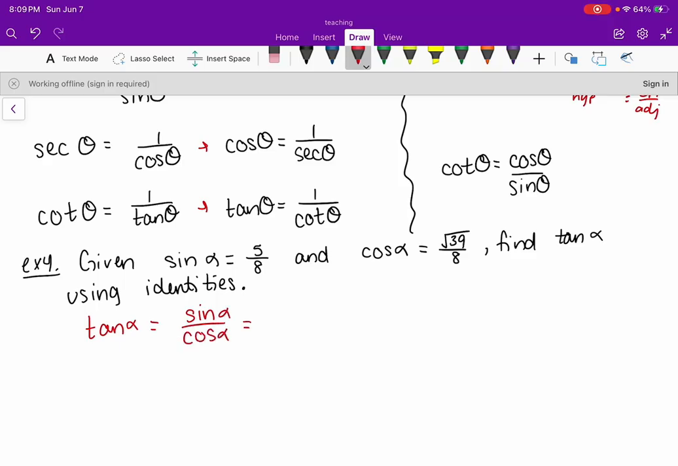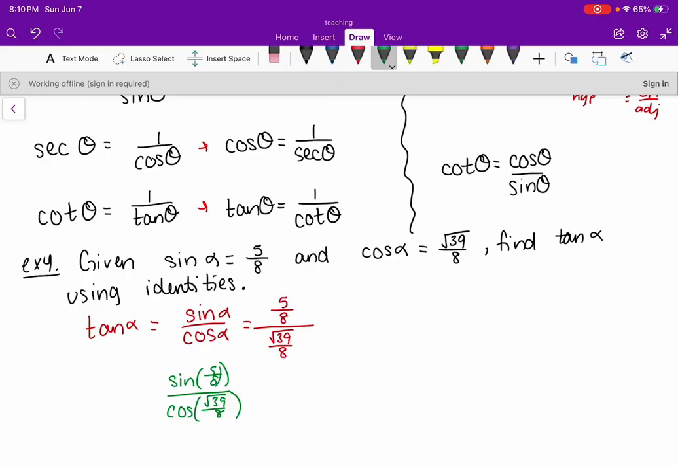Sine of alpha is 5 over 8. Cosine of alpha is square root 39 over 8. So be careful here. Sometimes what students will do is they'll write out sine 5 over 8, and then they'll say cosine square root 39 over 8. And then they feel confused because they're like, I didn't know what to do with the sine and cosine after this. Well, they shouldn't have been there.